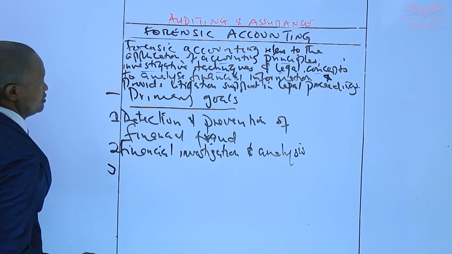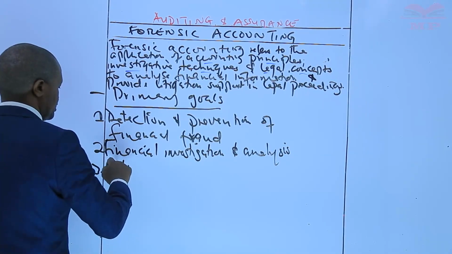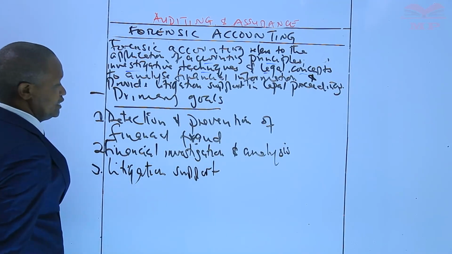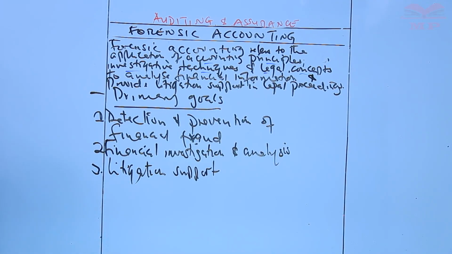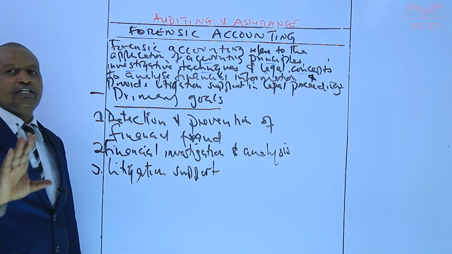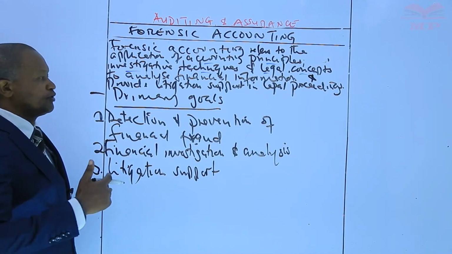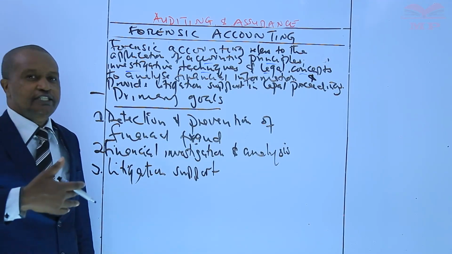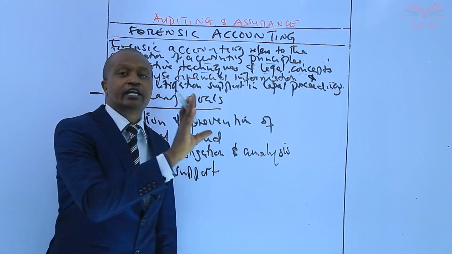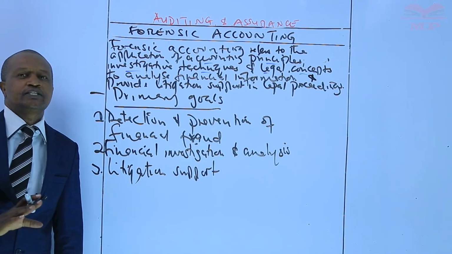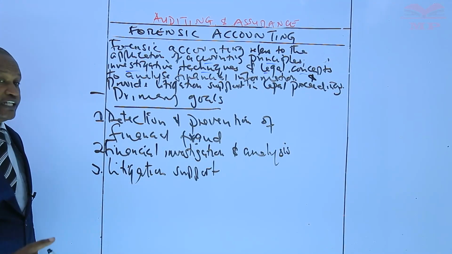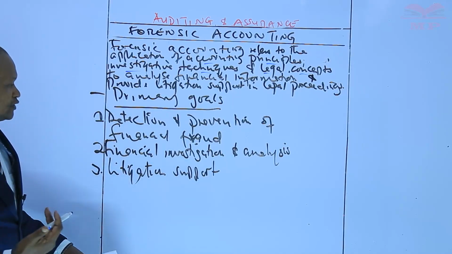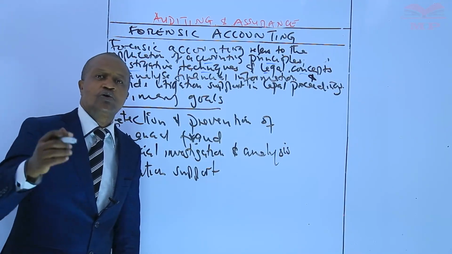The third goal, litigation support. Forensic accountants assist in legal proceedings by providing expert opinions, by preparing financial reports, and offering testimony related to financial matters in court. They may also assist in quantifying economic damages and assessing the financial implications of legal disputes. So they provide litigation support in legal proceedings.